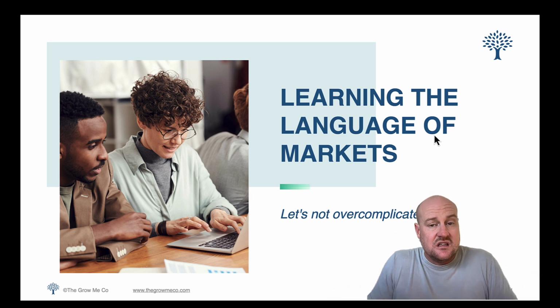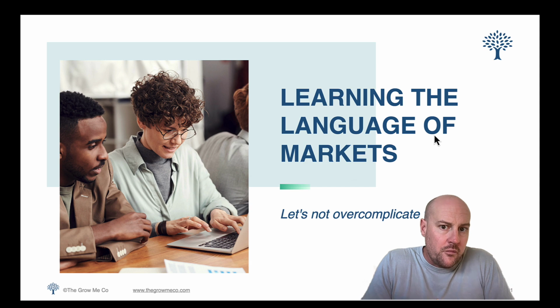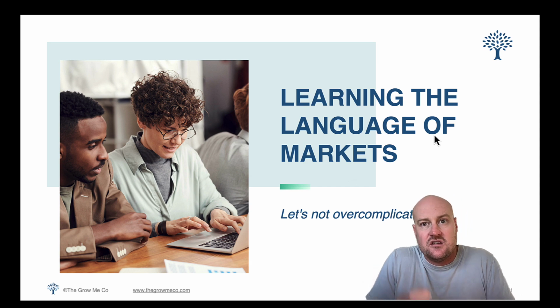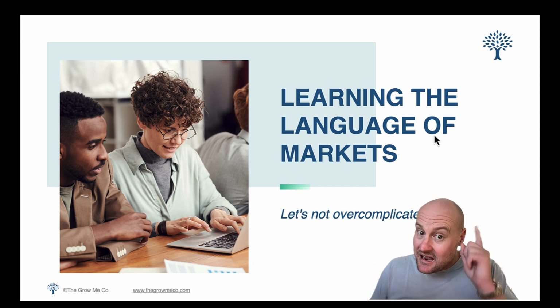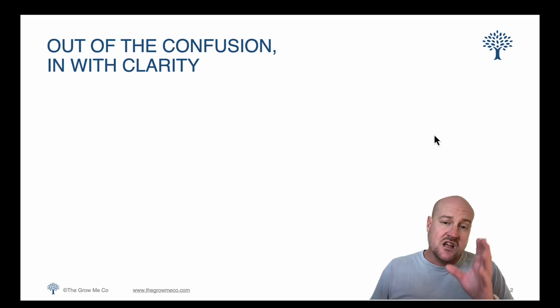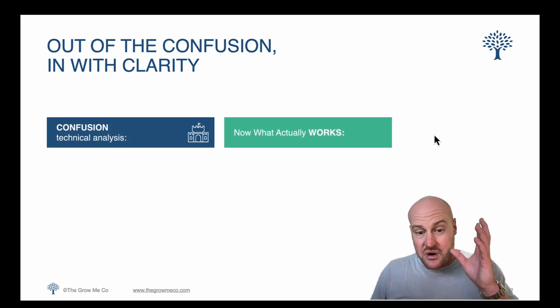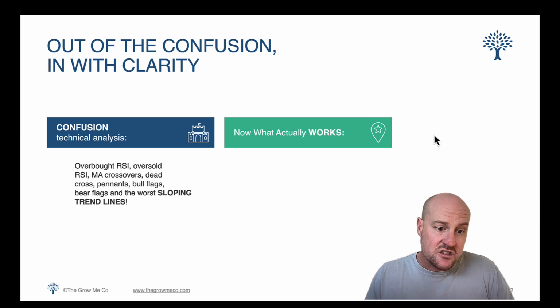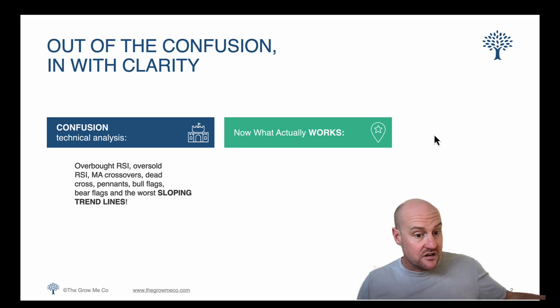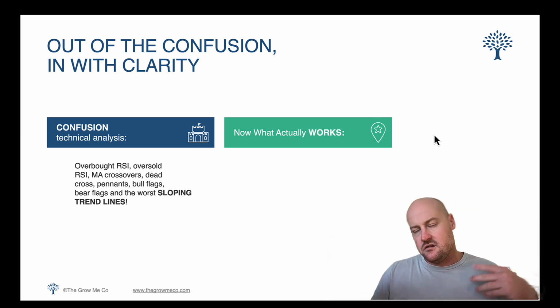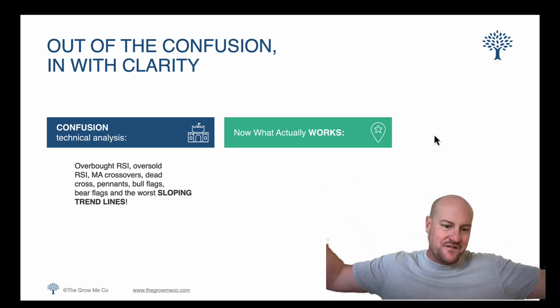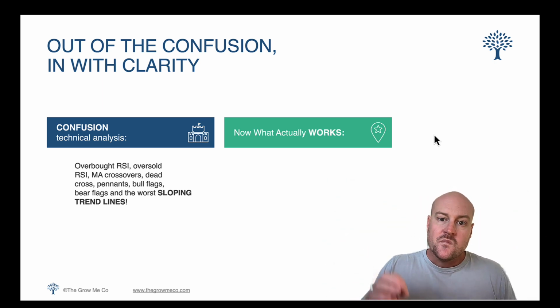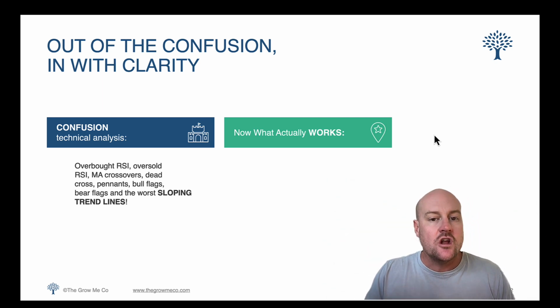It does do this. It brings forth an opportunity for us as traders to be able to start to get a bit of an edge in there. So again, I'm not going to overcomplicate this. We've got to get rid of confusion. We've got to bring in clarity. Confusion, technical analysis are some of the things that I just mentioned. Overbought RSI, oversold RSI, moving average crossovers, dead cross, pennants, bull flags, bear flags, and the worst of all, I was a culprit of this as well, sloping trend lines.